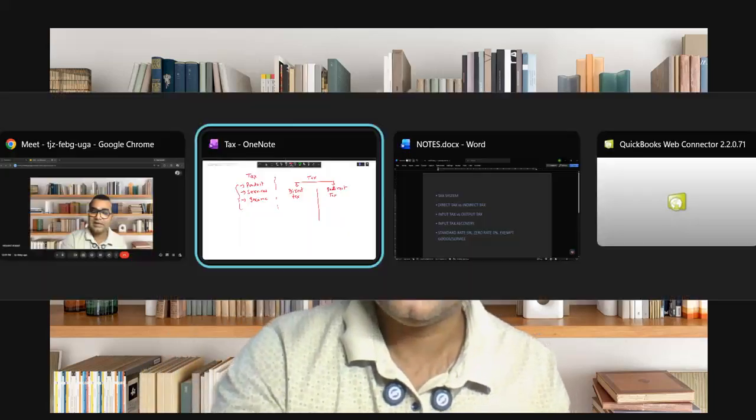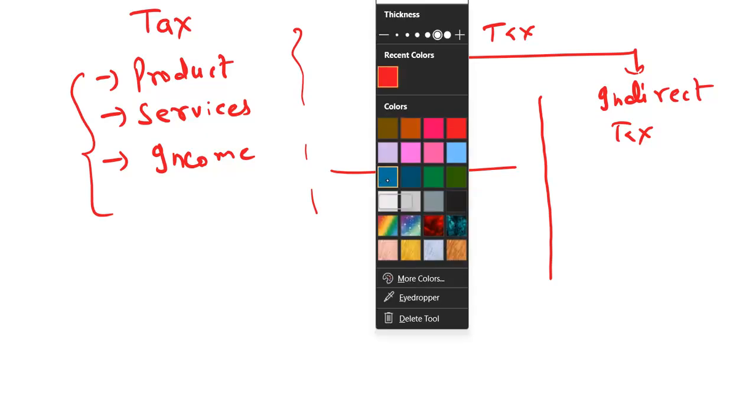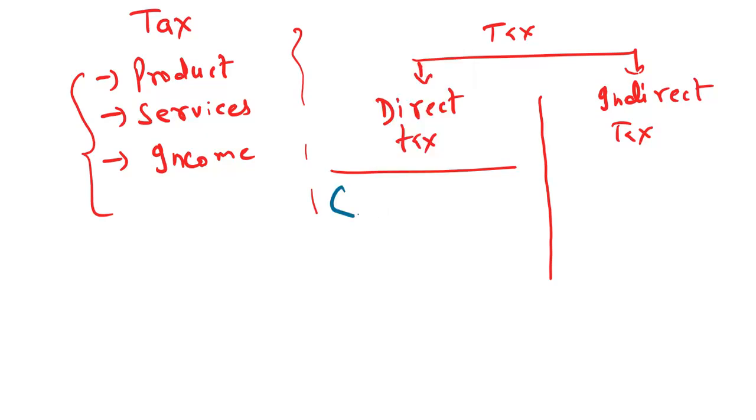So now the government has made the direct taxation system for what? For corporate tax.